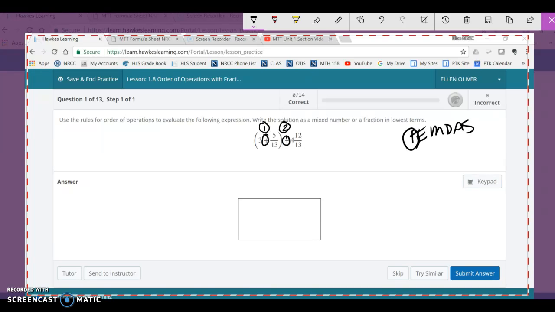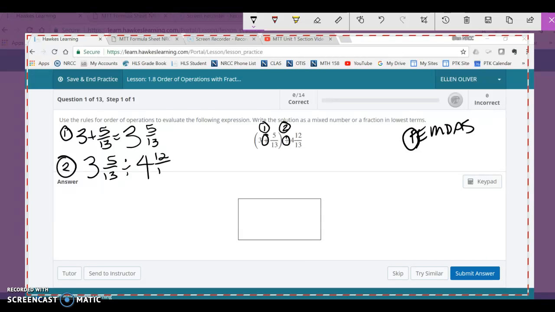So I have a two-step problem here, so I stay organized. So part 1 is 3 plus 5 and 5/13, which is super easy. That's just 3 and 5/13. All right, part 2 is that answer divided by 4 and 12/13. Okay, so that one's a little harder.